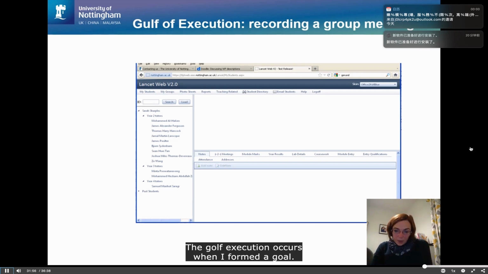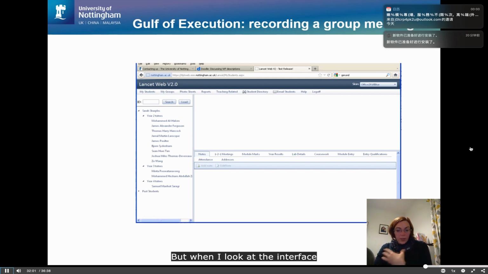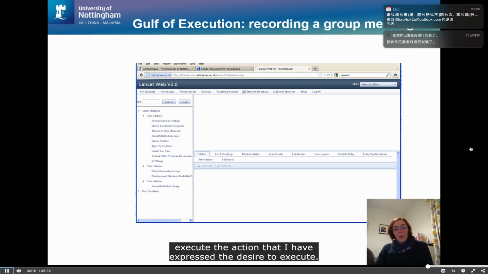The gulf of execution occurs when I've formed a goal, but when I look at the interface or the system I'm interacting with, I can't see how I can interact with the system in order to execute the action that I have expressed a desire to execute. The action in this example is I want to record a group meeting. I've just met with all of my second year tutees and it's really important I make a note of who's been at that meeting and what we discussed.